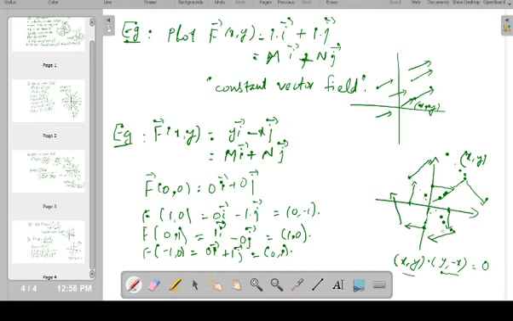So clockwise rotation. You can think of something rotating around the origin. At the origin there is nothing because it is 0 comma 0, and the output is also 0 comma 0. So something rotating around the origin, that is the vector field.